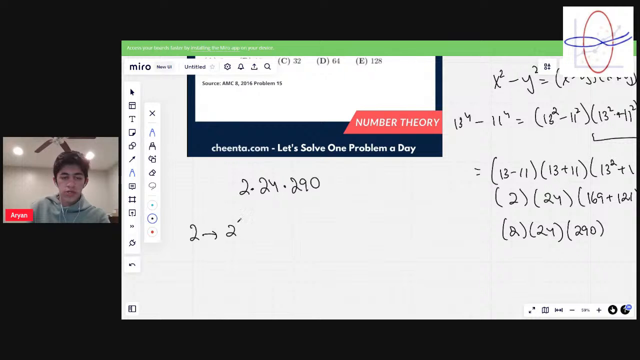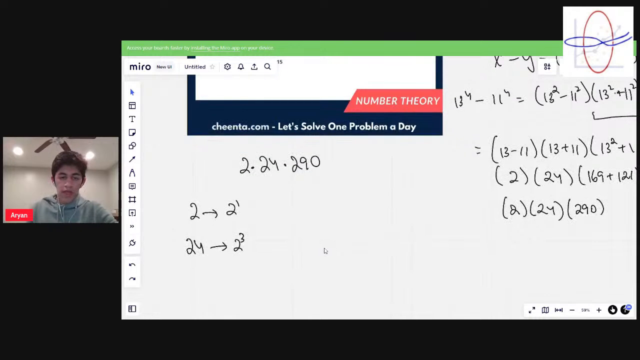So 2 is just 2 to the 1, that's easy. 24, how many 2's does this have? It's divisible by 8, but not 16, right? So it's 2 cubed, and then it's times 3, but we don't really care about the 3. We only want to count the 2's. And then lastly, 290. If we divide it by 2, we get 2 times 145. This right here is odd, so we don't really care about it.